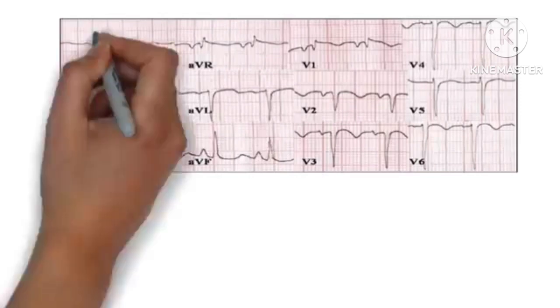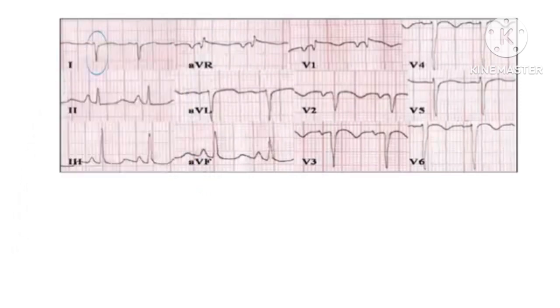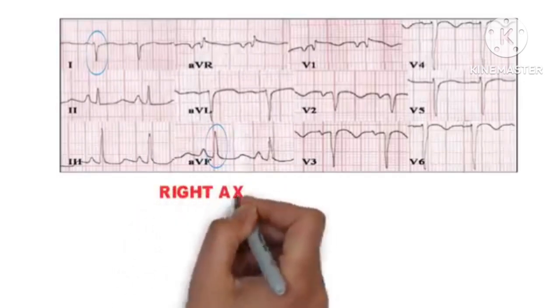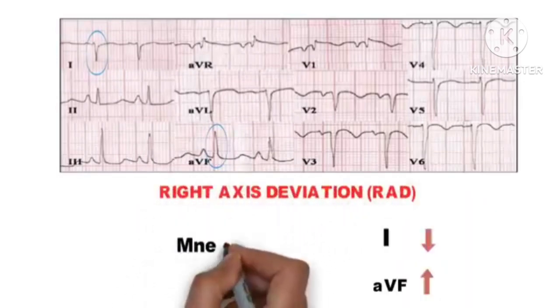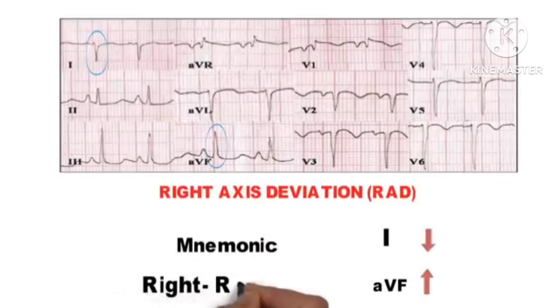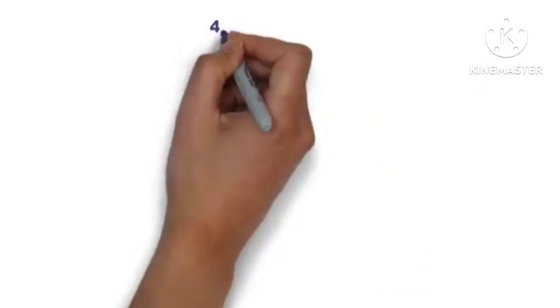Whereas in this ECG, net QRS is negative in lead 1 and positive in AVF. So this is a right axis deviation, and you can remember this by a mnemonic: right returns.